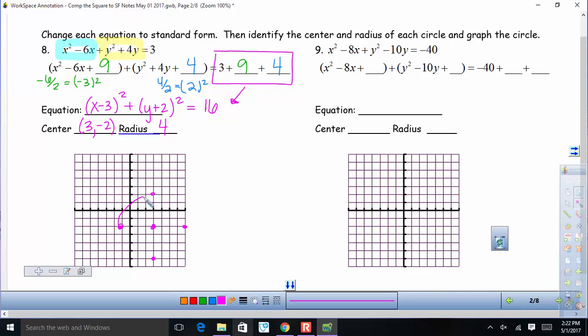And remember, when you're doing your circles, make sure they're rounded and they don't look like a square. Okay, they don't have to be perfect, they just have to be rounded.